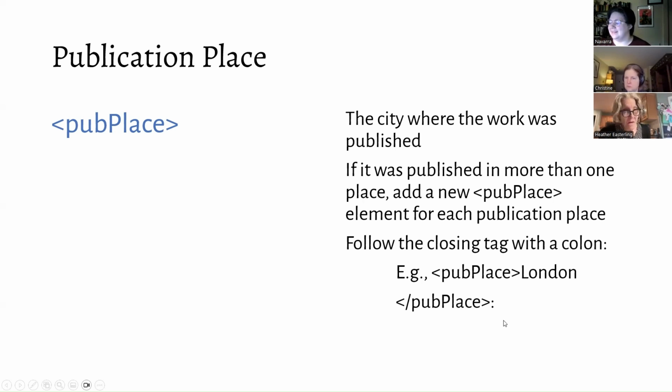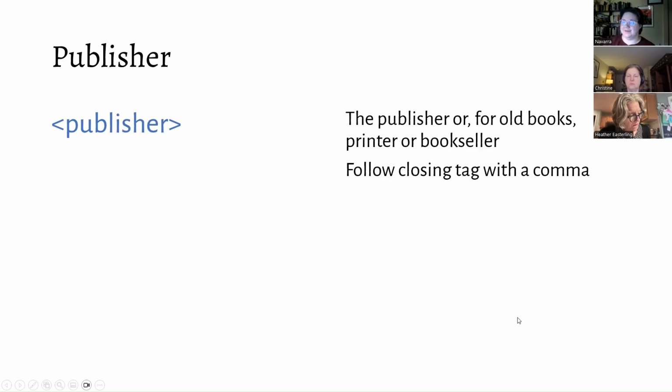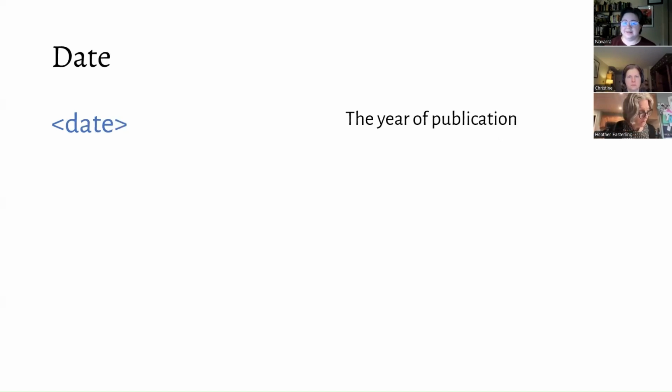And then typically following MLA style, we're going to follow that closing tag with a colon, because afterwards we get our publisher element. This is the publisher of the book, or for our old books, we'll sometimes have the printer or the bookseller in there. But they can also just be wrapped in publisher, which is what we typically do. And we follow that closing tag typically with a comma, because after that we have a date. And the date is just the year of publication.